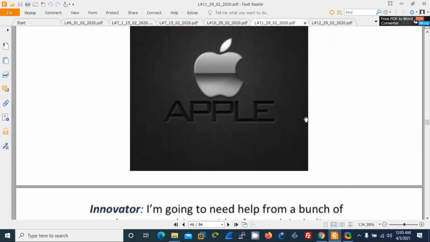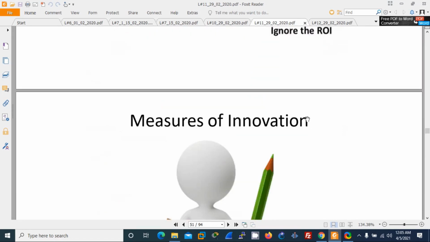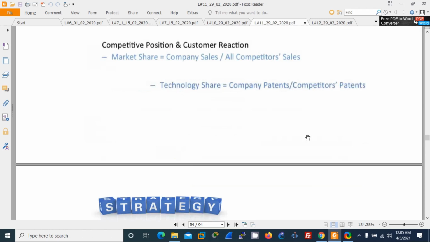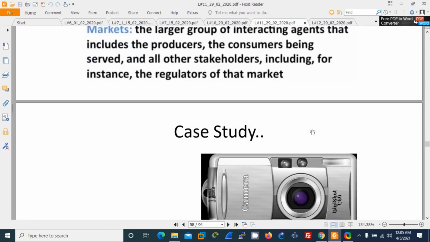And also we discussed some of the measures of innovation, where companies find it very difficult to justify the innovation. There we discussed how conventional measuring techniques can be converted into an innovation format. And also we discussed some industrial issues, where competitors, suppliers, and markets come in, with some examples.